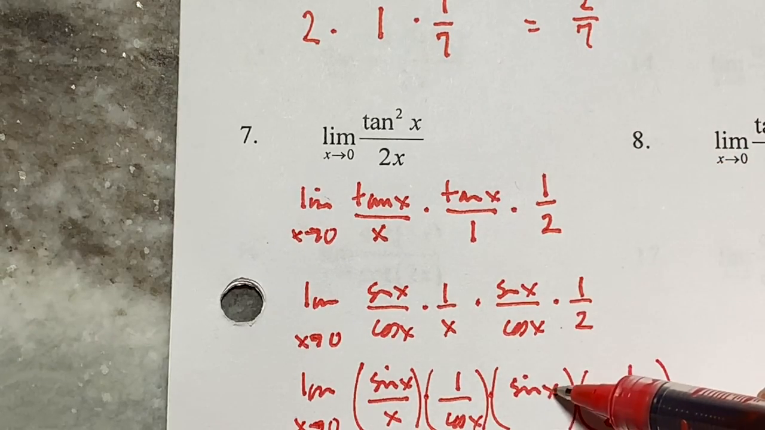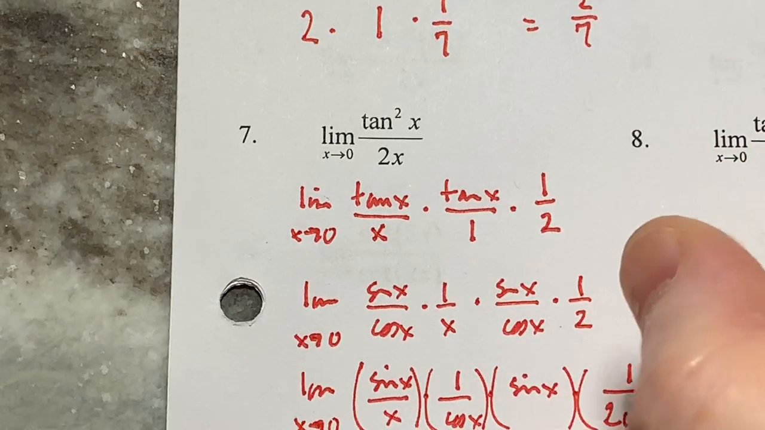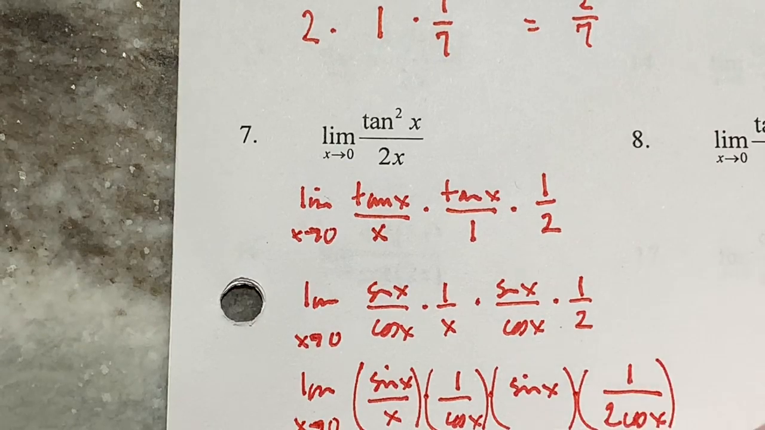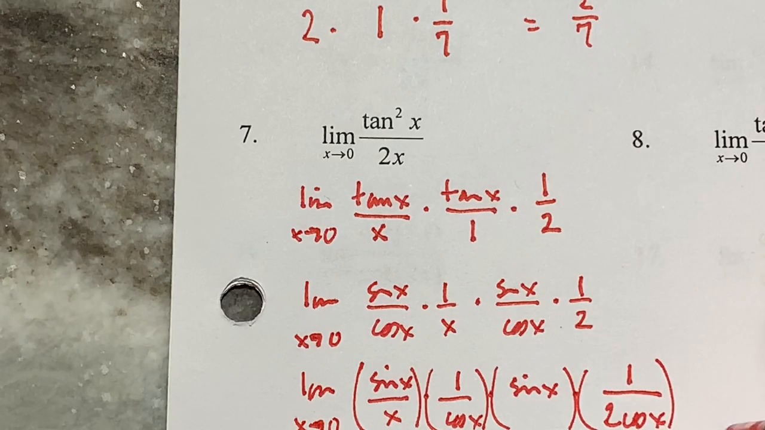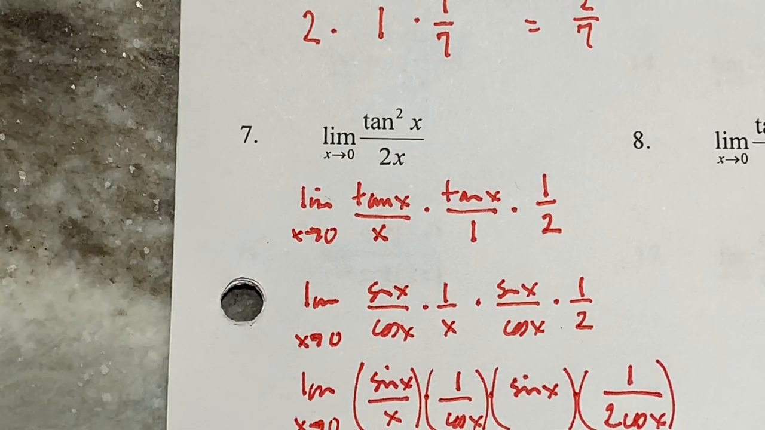When I plug a 0 in here, I get sine of 0 is 0. And when I plug a 0, which means the whole thing's going to be 0 as long as this is not undefined. When I plug a 0 in here, I get cosine of 0 is 1. 1 times 2 is 2. And 1 over 2 is 1/2. But at this point, you can see that this is equal to 0.